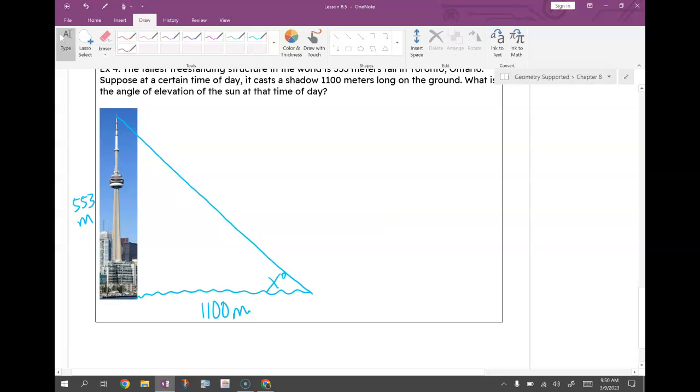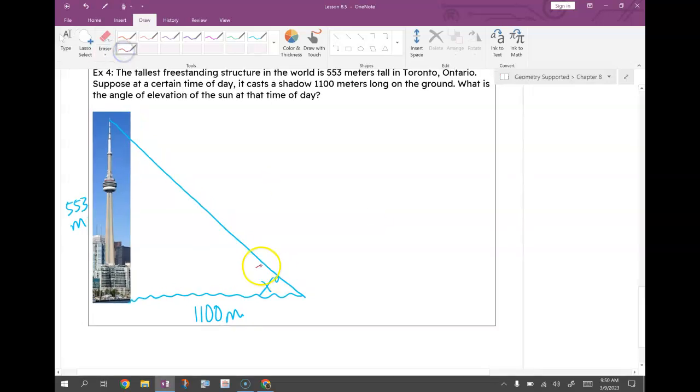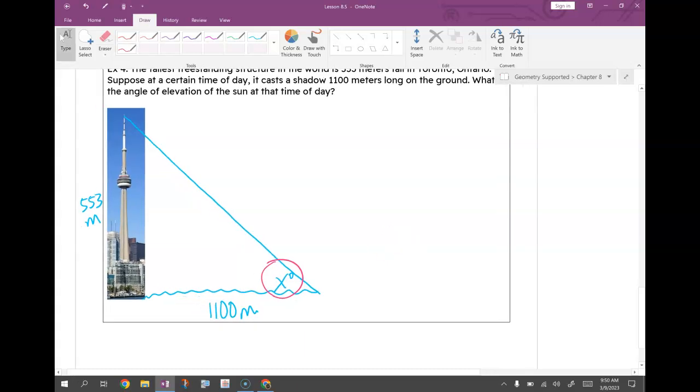All right, let's set it up. Let me switch colors here. I'm going to circle my angle. The 553 is opposite. The 1,100 is adjacent. What are we going to use? What goes next to it? The angle, which is X. Perfect. What over what? 553, opposite, then adjacent.